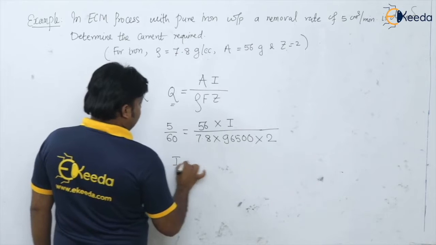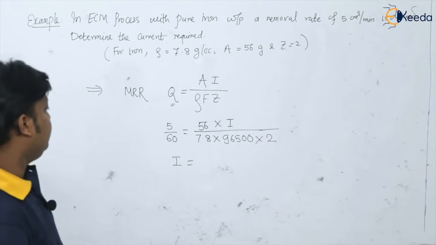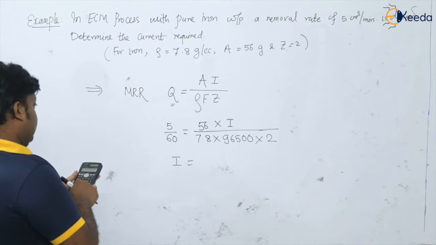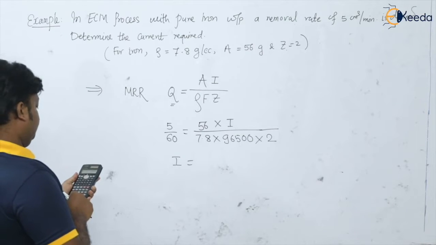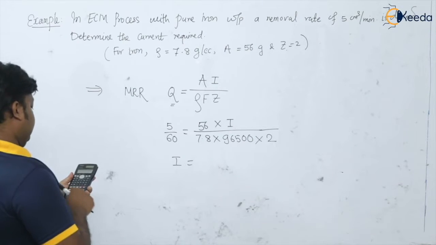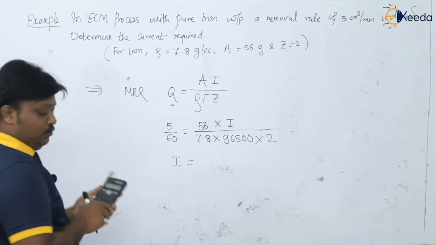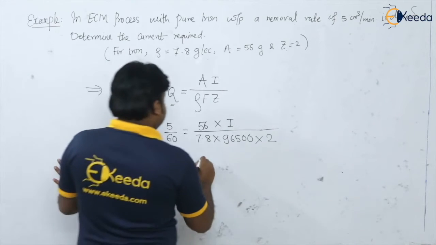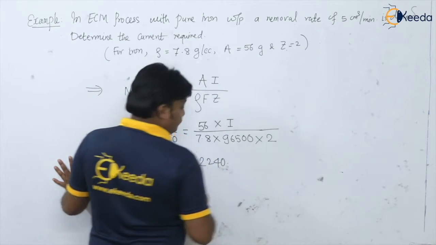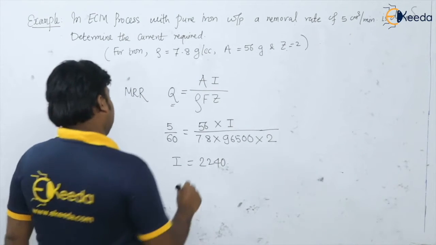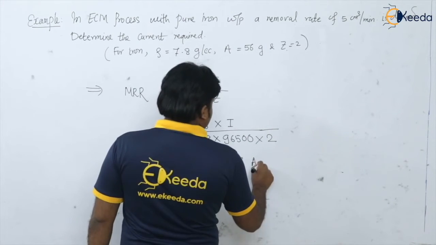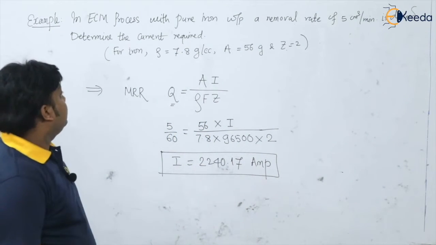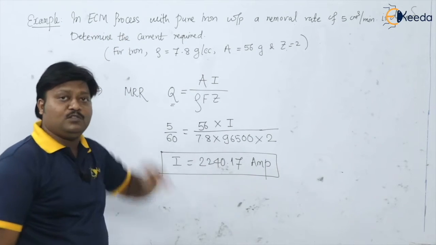So if I calculate, what I'll get, let me calculate, that is 78 into 96500 divided by 60 divided by 56. So it is 2240.17, it is correct, 17 amperes. So this is the value of the current. This much current will be required in this process.